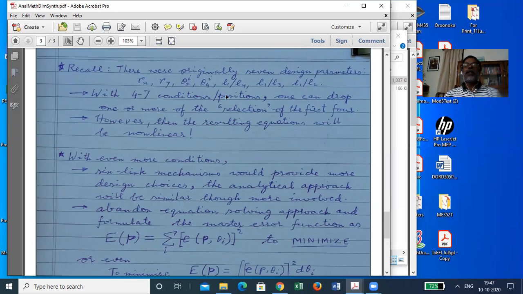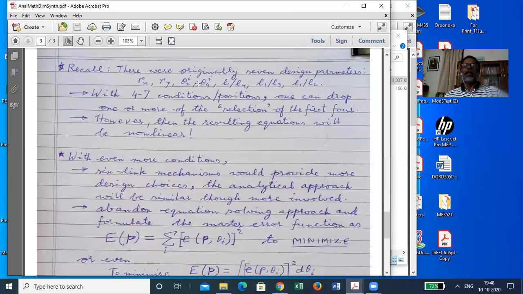So with 4 to 7 conditions or positions, either 7 position, 4 position, 5 position, or that many conditions. The conditions may be on positions, velocities, accelerations, whatever, or combinations. Okay. So with 4 to 7 conditions or positions, one can drop one or more of these from the selected value list. So if there are 4 conditions, then you don't select this. You determine this also as part of design. If there are 5, then you don't select these 2, and so on.